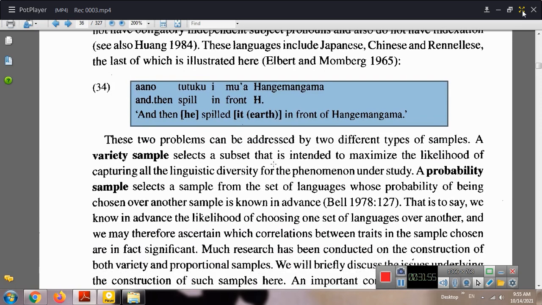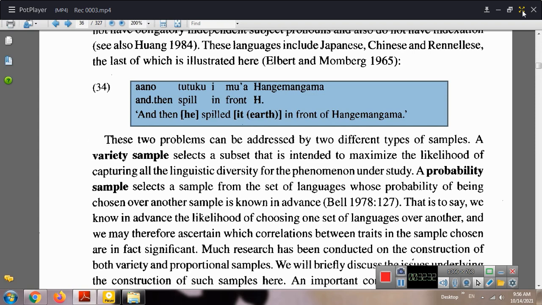These two problems can be addressed by two different types of sample. Dear student, you should know all of these details for your final exam. You should know the meaning of sample, the type of sample, and what the problem with the sampling is. In your summarization you can just define them, and details are not important, but for your final exam they are important.